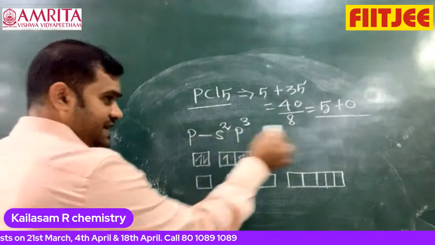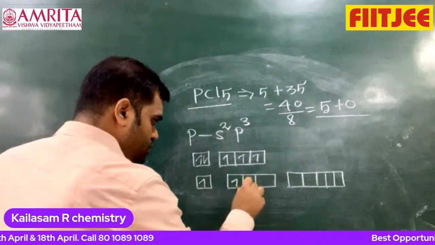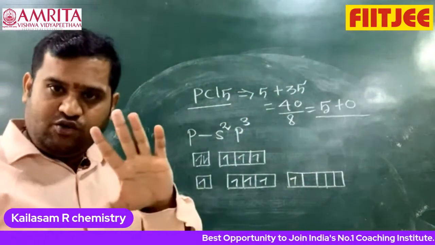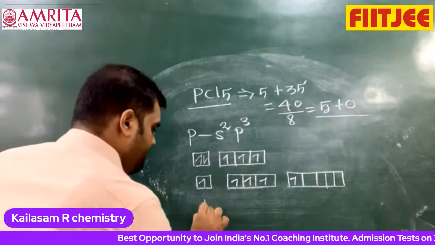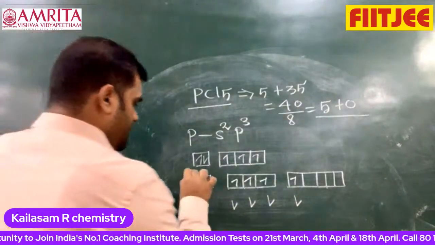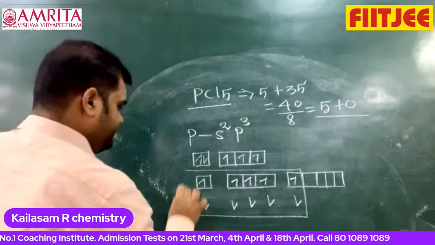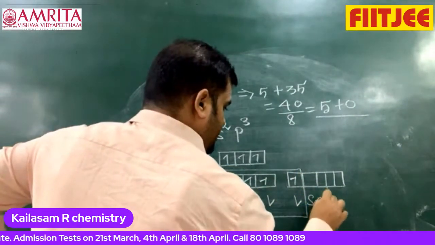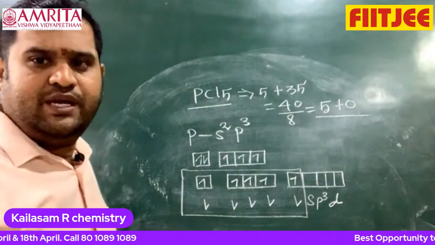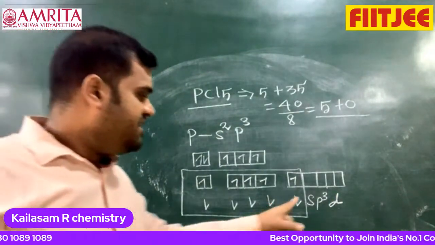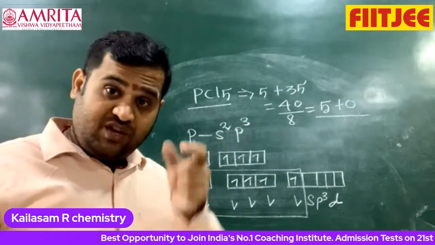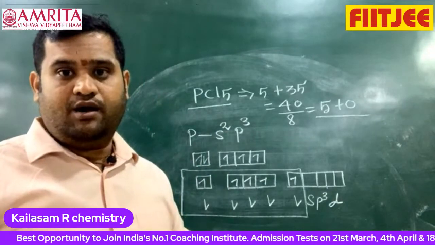Now look at this. If I excite the pair, 1, 2, 3, 4, 5. Now how many chlorines do I have? 5 chlorines, each with 1 unpaired electron. That's all. Now all of this is going to form sp3d hybridization. What does sp3d mean? Trigonal bipyramidal.